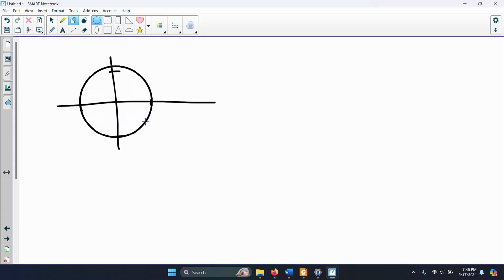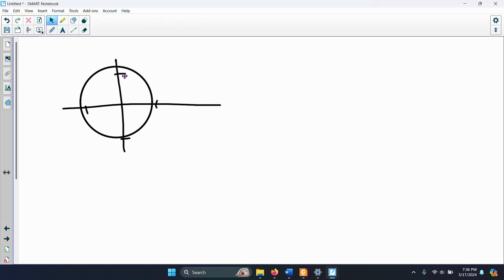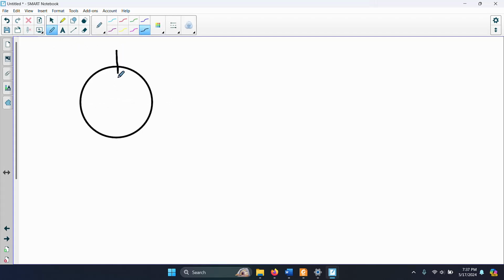So, okay, my original picture wasn't that great. Let me just quickly redo this. And there's my unit circle, perfect picture.